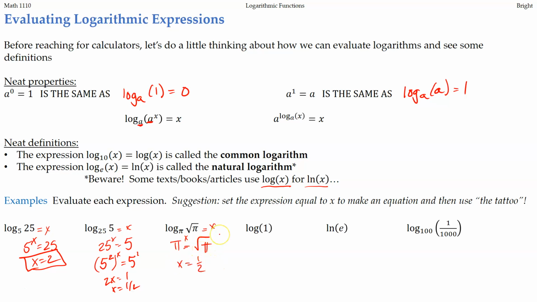Square root is the 1/2 power. This one is just 0. Nice old definition to the rescue. ln of e, I want you to think about this and maybe do a little bit of work, but this should just be 1. And the last one here is going to be a quiz question. This one you will have to use the tattoo and get the same bases and all that stuff. So try that in the quiz.